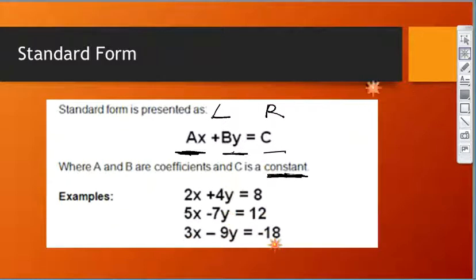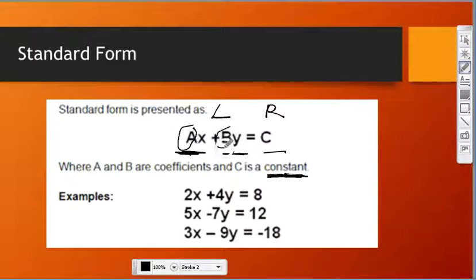The a, the b, and the c, so when we look at the a, the b, and the c, the a and the b are just the coefficients of the term.